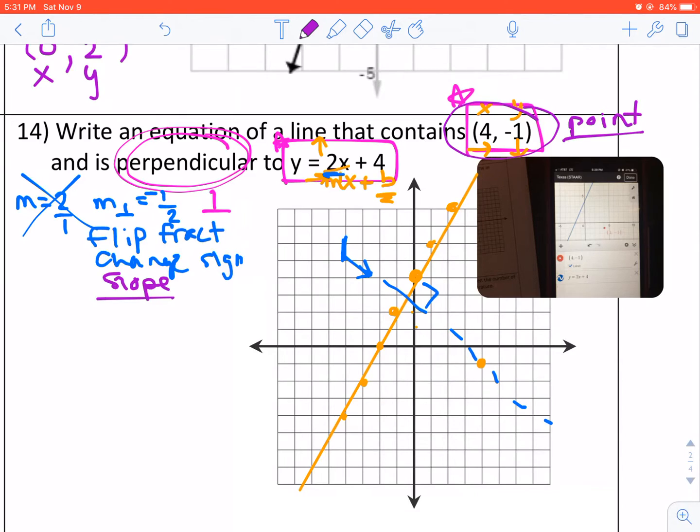So what formula can we use? We can use the one that says point slope. You do not have to have that memorized. You can look at your formula chart. That formula is y minus y1 equals m parentheses x minus x1.